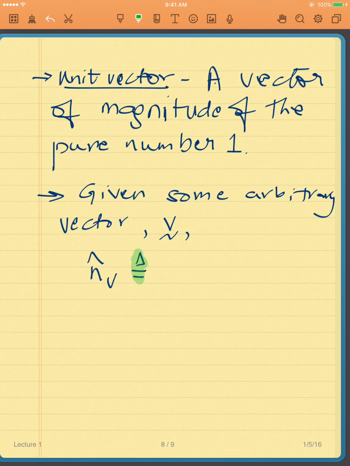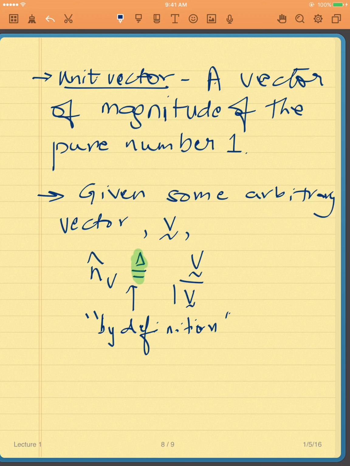So let's clarify that for a second. By definition. Right, so write that down. That's the mathematical symbol for by definition. So the unit vector n_v hat, or the unit vector n hat along the v vector's direction, where v is a subscript, is given as the vector v divided by the magnitude of the vector v itself. The term in the denominator with the 2 bars on either side of v is the magnitude of the vector v.